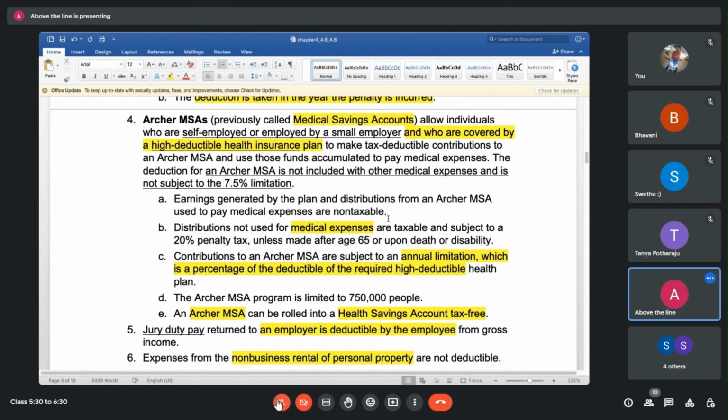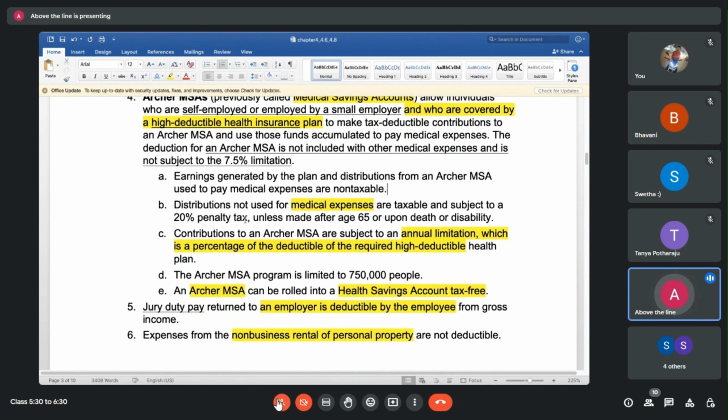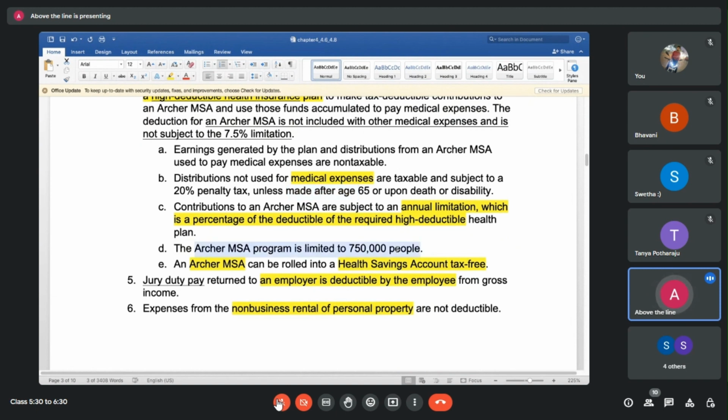Again, there are certain conditions for MSA. If you're under age 65 and you're taking money out which is not used for the purpose for which it has been created, then there's some 20% tax and all those things. It is also limited to 750,000 people. So again, the IRS will decide. It's something like, the one who signs up fast gets this program.